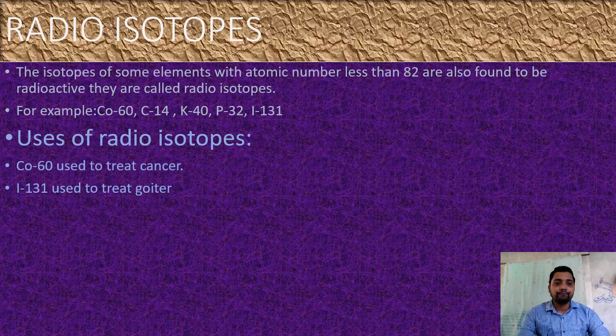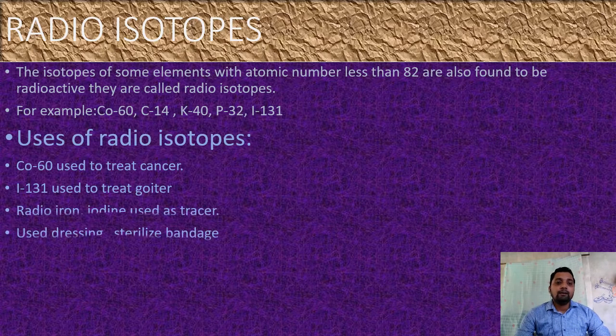First one, cobalt 60. Cobalt 60 gives gamma radiation, which is used to treat cancer. Iodine 131, which is mainly a radioisotope of iodine, is used to treat the problem of goiter. And radio iron, radio iodine, and radio sodium chloride are used to trace any type of disease, as they inject this type of radioisotope into our body. Then they go for different tests to know about different types of internal disease. Also used in dressing, sterilized bandage.